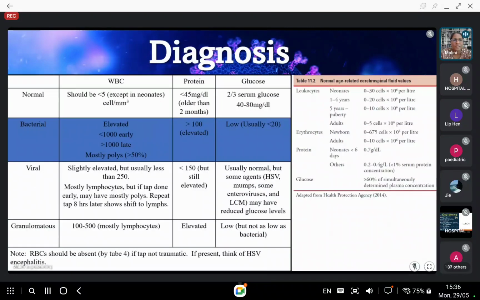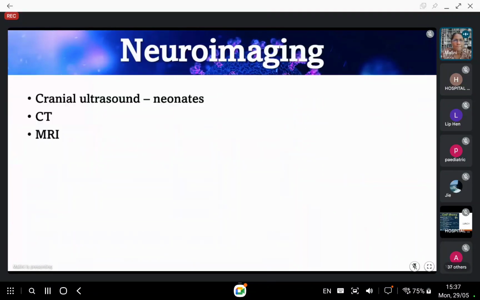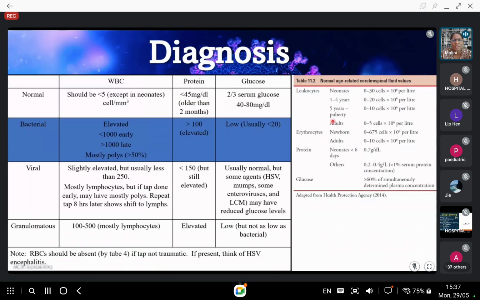So in a bacterial meningitis, you would have a markedly elevated white cell count, mainly polymorphs, protein that is also markedly elevated, and low glucose. The levels for different age groups are actually different. So I think we also need to have a look at the ranges, because neonates actually have a slightly higher threshold of protein in the CSF and even cell count.